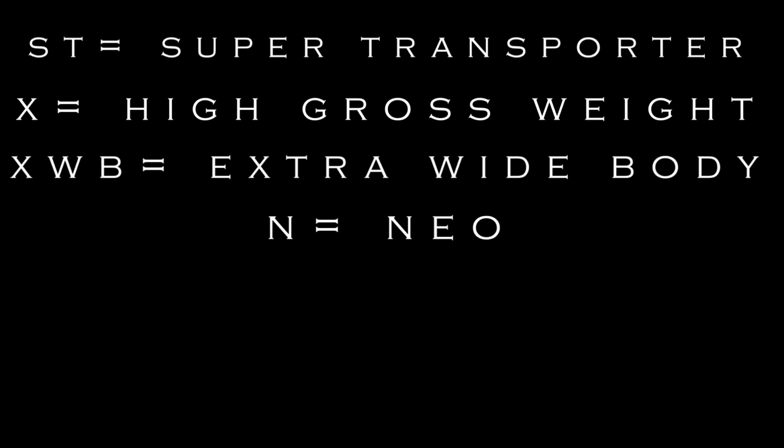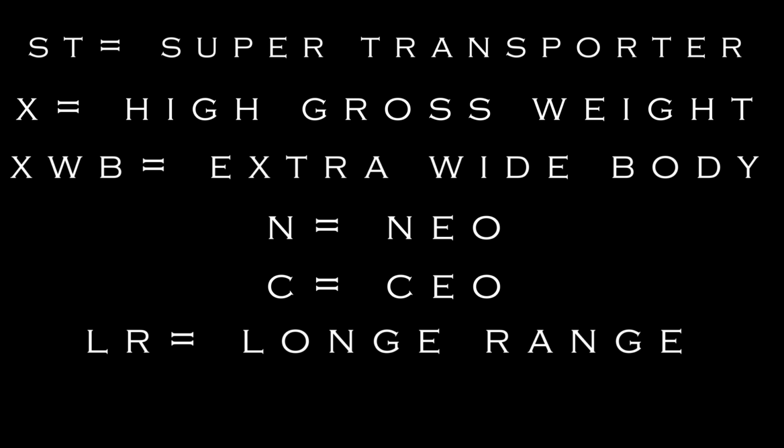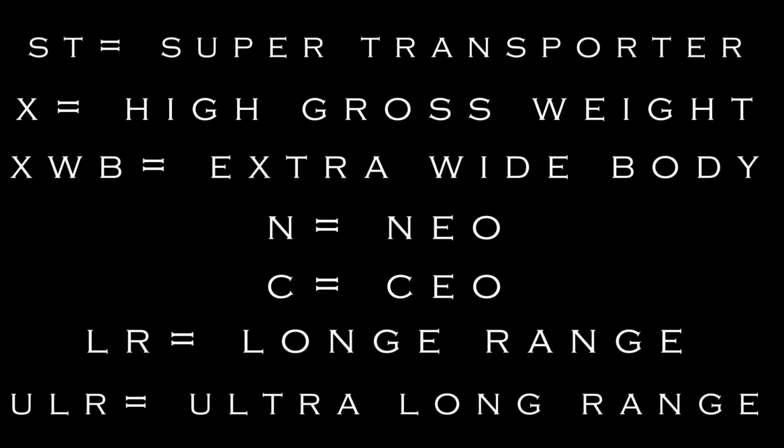N indicates neo, that is new engine option. Then C indicates current engine option. Next, LR indicates long range, for example A320 LR. Then ULR indicates ultra long range aircraft, for example A350 ULR.